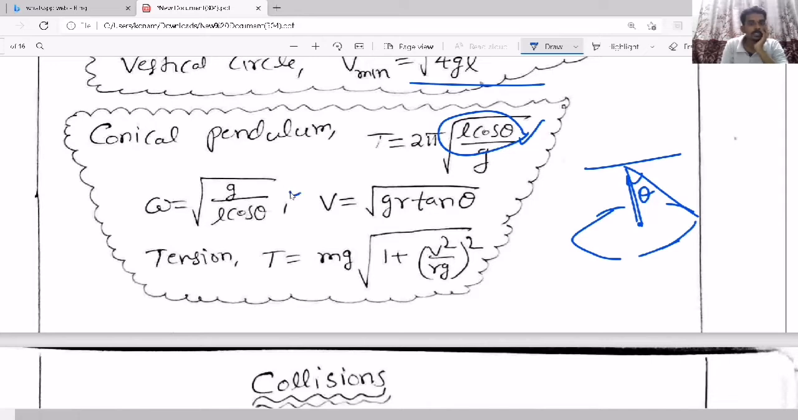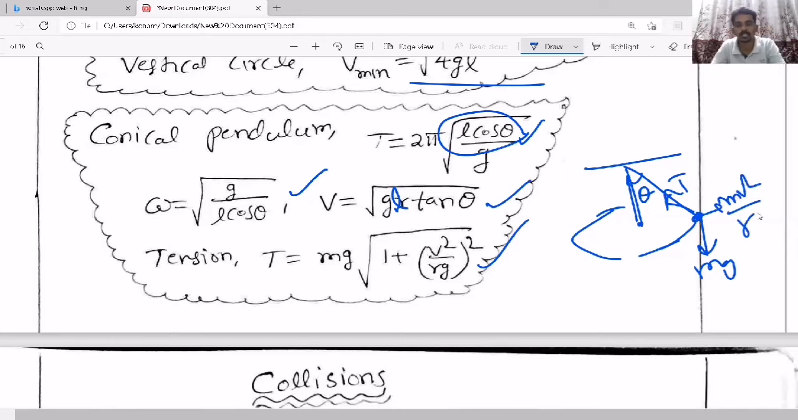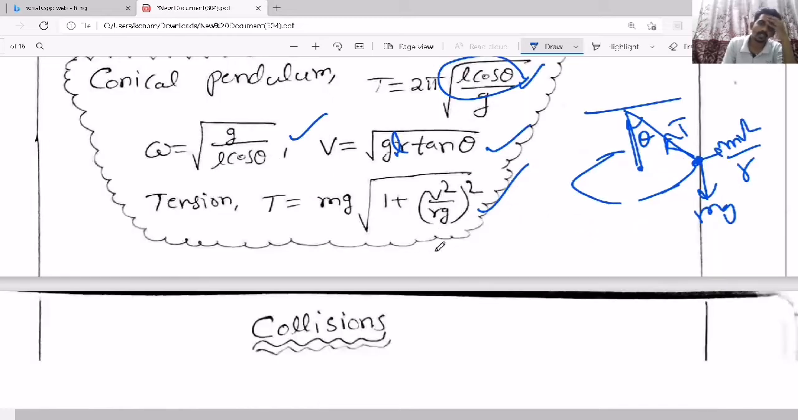And the omega value is this much, root of g by L cos theta, because 2 pi by omega, and v equals root of gl or gr cos theta, and the tension in the string is this one. So based on this conical pendulum, how do you find the tension? Here you will take the free body diagram with mg, tension, and outward centrifugal force. Then you will balance it. Then you will get the tension value. Like this, questions can come based on work, energy, power, work energy theorem, and application of conservation of mechanical energy and work energy theorem.